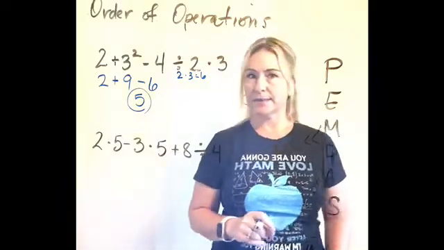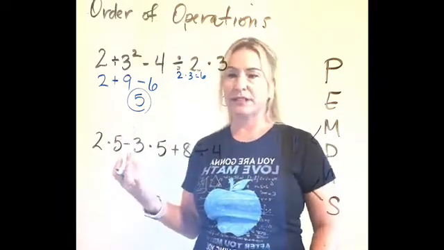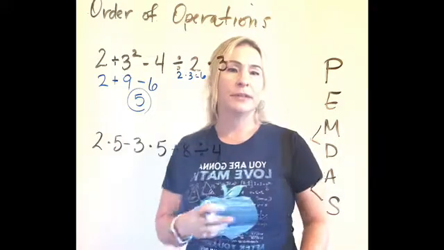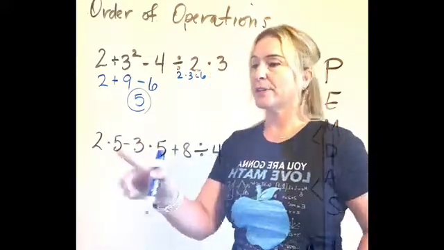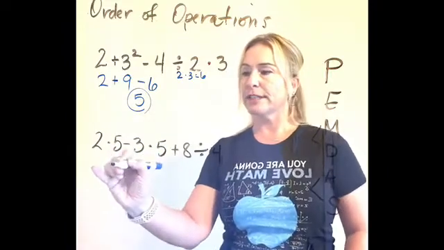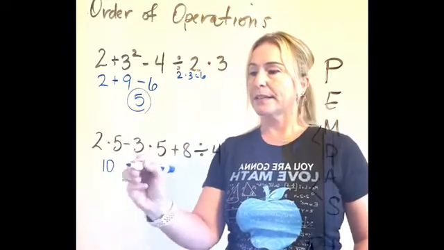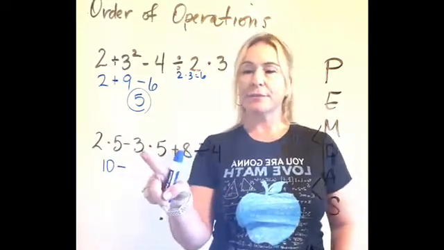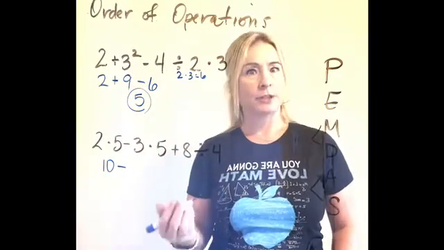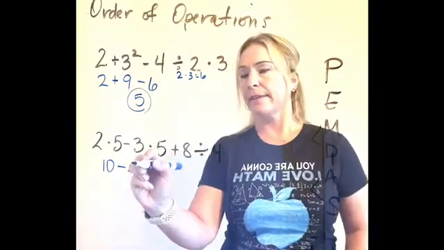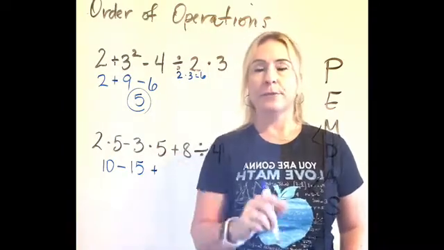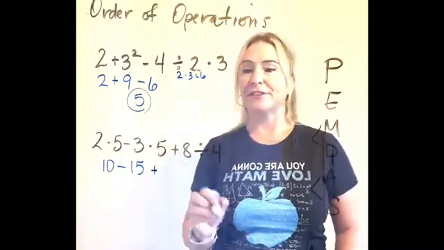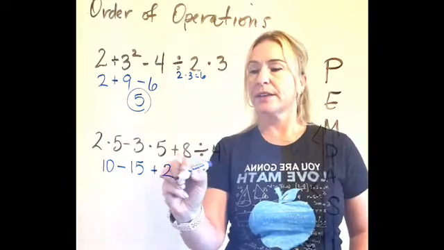I don't see any exponents this time. I don't have any parentheses, so I'm jumping straight to the multiply, divide. So I want to do that first. Multiply and divide. So here we go. I have 2 times 5, which I can simplify, minus, and I'm not going to write the 3 because 3 times 5 is a multiplication, so I'm going to actually multiply that as well, plus 8 divided by 4. I'm going to go ahead and finish that as well, so that's 2.